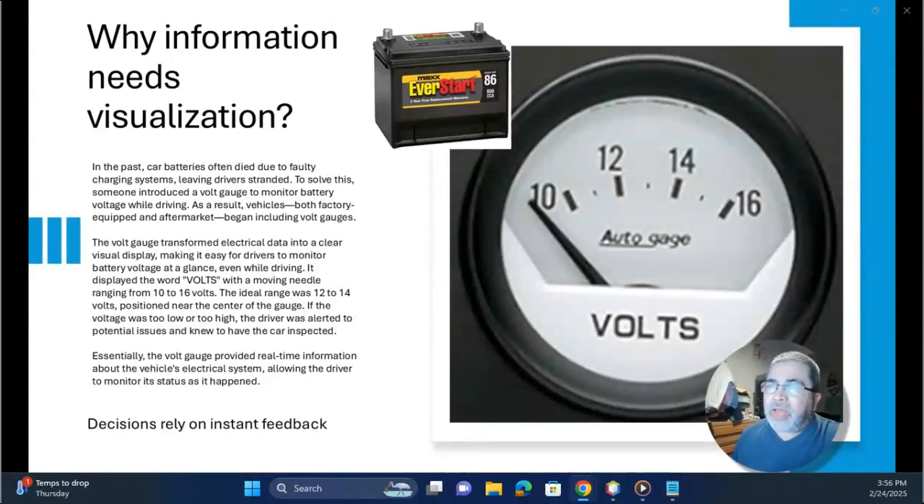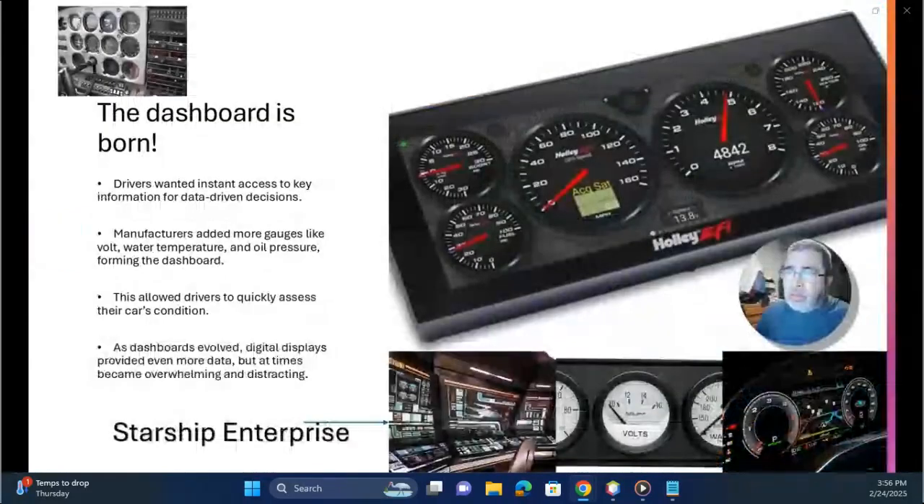So this one, when you have a single one, is a gauge. And we're going to see soon what becomes a dashboard. When we have the voltmeter, that is a gauge. When we put one more next to it, then it's a dashboard. Simple like that. You have a bunch of gauges all together, that's a dashboard. Okay, so dashboards are born when you put together a bunch of gauges.